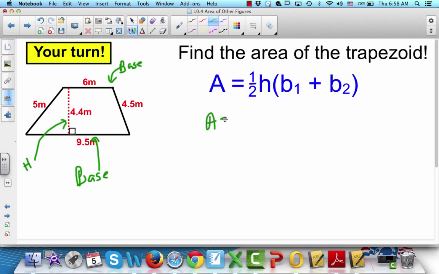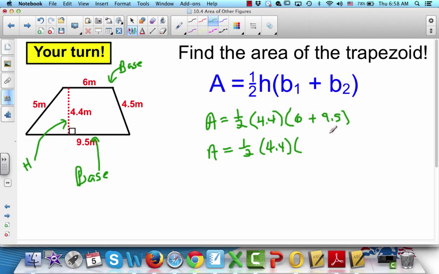Okay, so we go area equals 1/2 times the height, which is 4.4, times base 1, which is 6, plus base 2, which is 9.5. So that gives us area equals 1/2 times 4.4 times the parentheses, taking care of that, is 15.5. Okay, so now we've got area equals, the even number is 4.4, so I go 1/2 times 4.4, and you could change it to 0.5 and do it that way if you wanted to, okay? But I do, because that's a 2, that means divide by 2. When you're multiplying by 1/2, it means divide by 2. So 4.4 divided by 2 is 2.2 times 15.5.